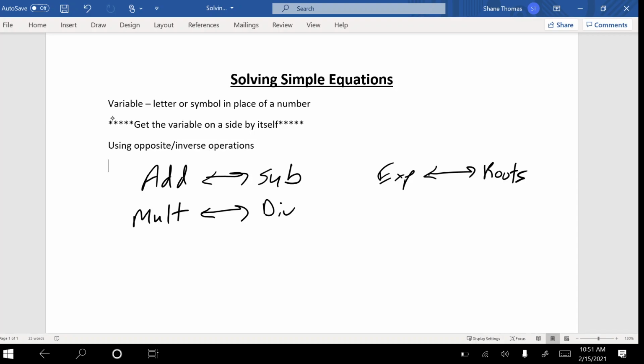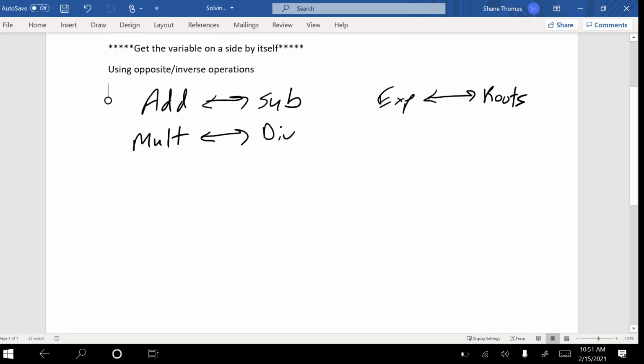All right? You want to get a variable on a side by itself, and you want to undo whatever operations you might have. So if I have something like this, x plus 3 is equal to 7. What operation is going on the side with the variable? Addition. What's the opposite of addition? Subtraction. So I need to use subtraction to undo the plus 3, correct? So the opposite of adding 3 is subtracting 3. So I'm going to subtract 3 from this side.